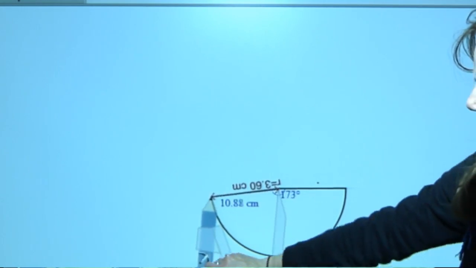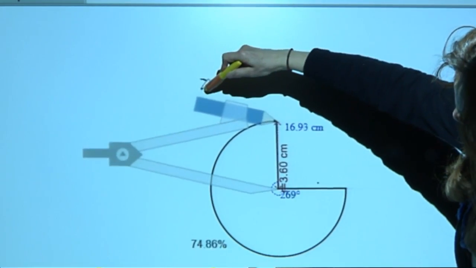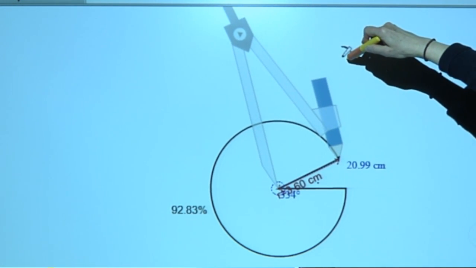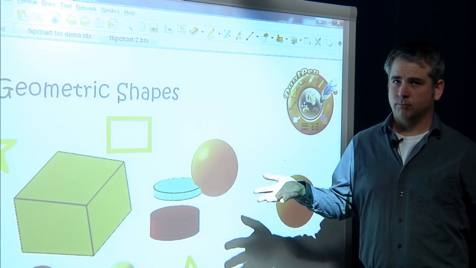The whole class can take a look at what we've drawn together. We have our sector on the Alive board. We can talk about the percentages together and visualize it together as a class.